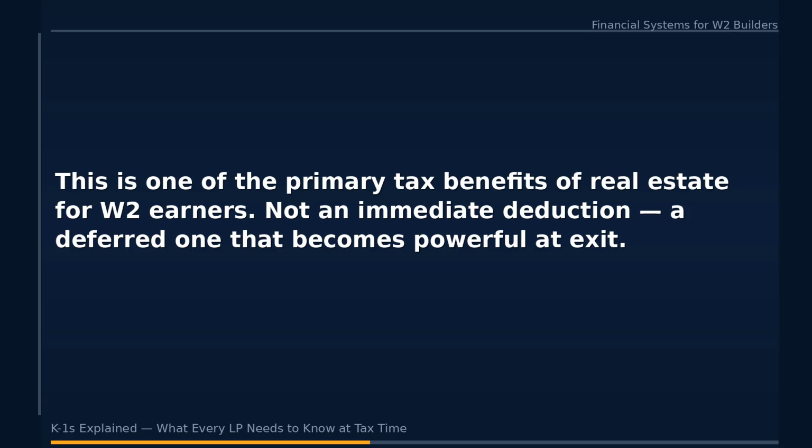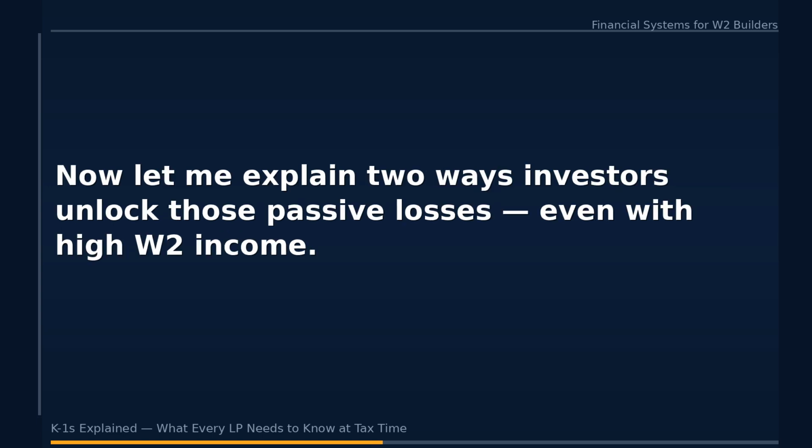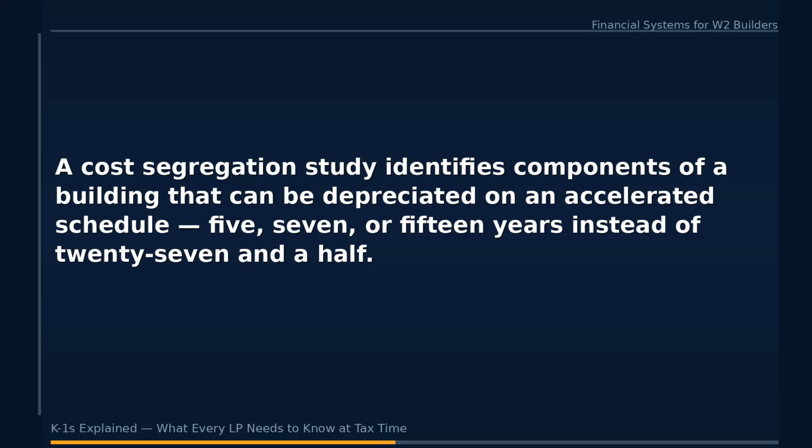Now let me explain 2 ways investors unlock those passive losses, even with high W-2 income. The first is cost segregation. A cost segregation study identifies components of a building that can be depreciated on an accelerated schedule, 5, 7, or 15 years instead of 27.5.